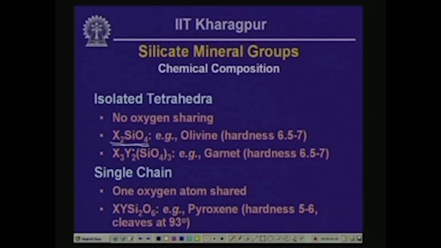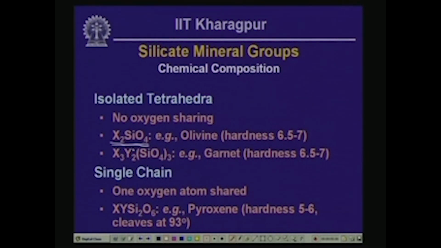By the way, I want to mention here that isolated tetrahedra are perhaps the hardest and the most stable minerals of the silicate group. They form the most stable and the hardest group of minerals of the silicate family. You can see that olivine has a hardness of 6.5 to 7, and garnet also has a hardness of 6.5 to 7.